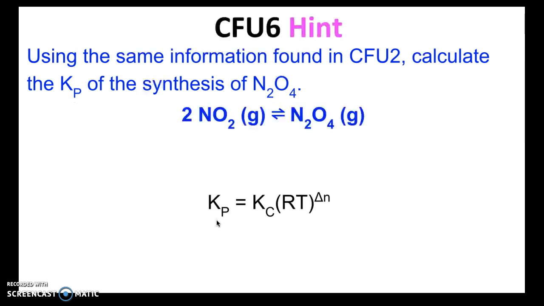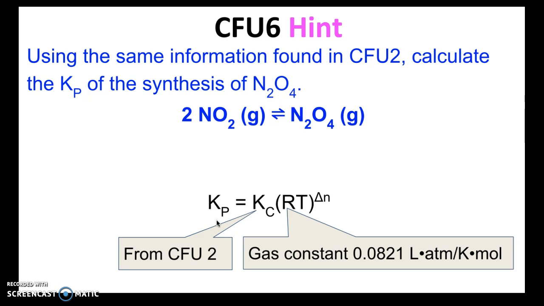If you recall from CFU2, way back in video 2, I believe it was, you had to calculate the Kc in that CFU. So you just go back, flip through your notes, and figure out the value that you got there for the Kc for the synthesis of N2O4. The gas constant is a constant, and that's the value of it. So you just plug that in.